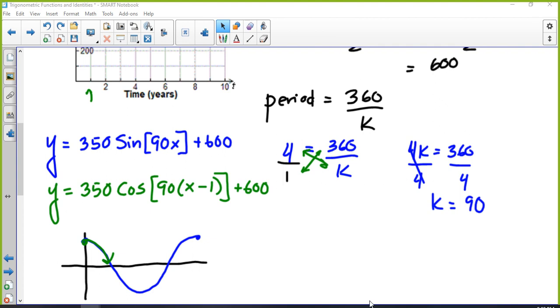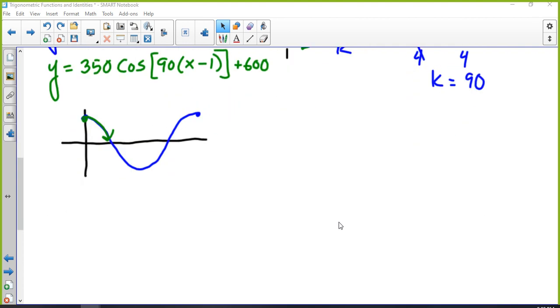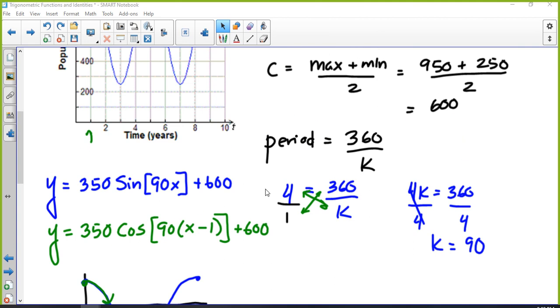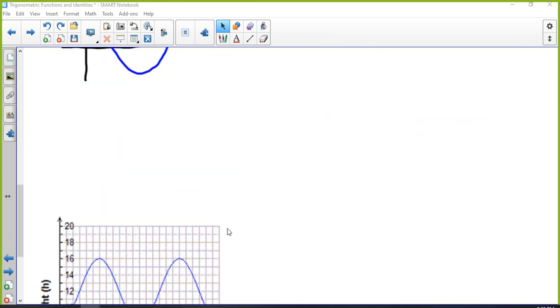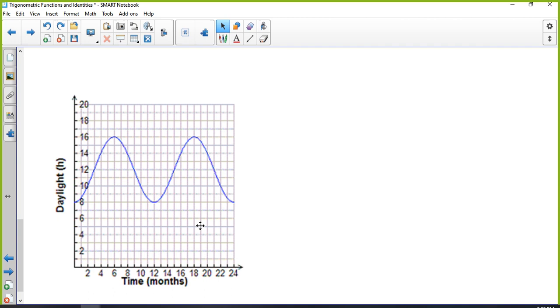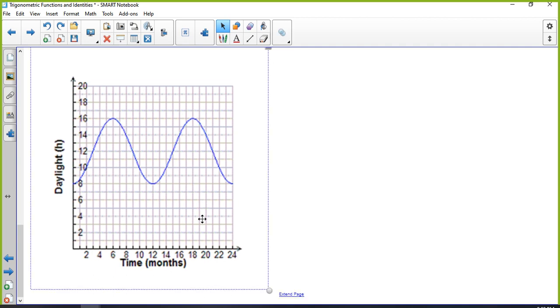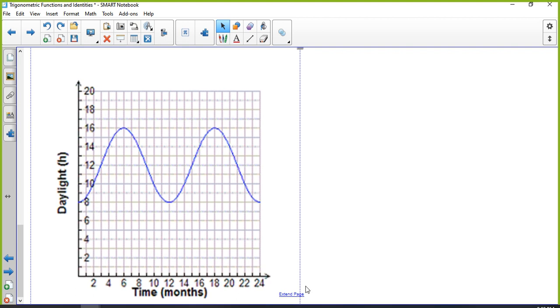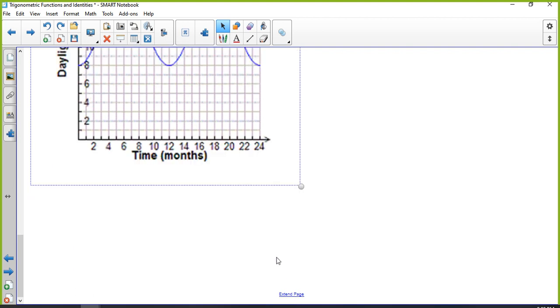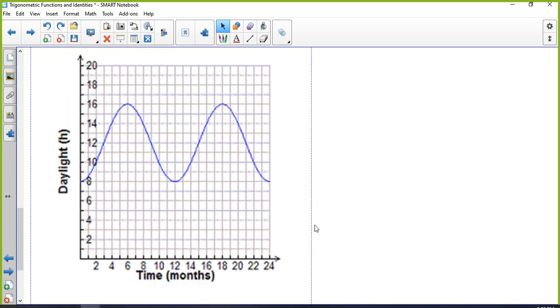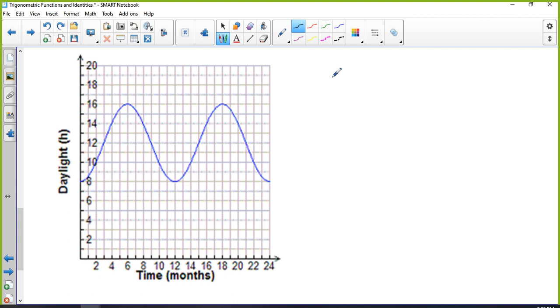Okay, one last example that we're going to do. I don't think I'm going to be able to get to the word problem modeling. So let's try this one. This graph represents the amount of daylight, hours of daylight, for a particular location as it varies by month. Okay, so we've got to come up with the equation of this.